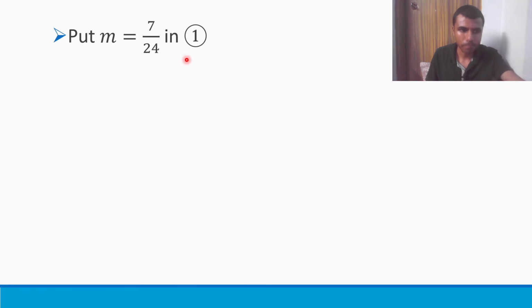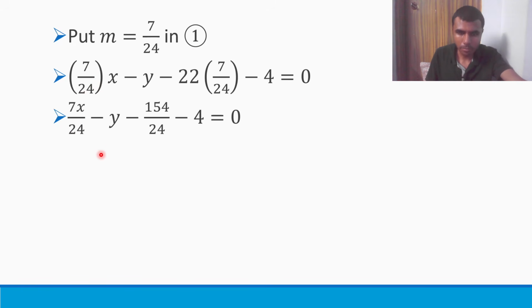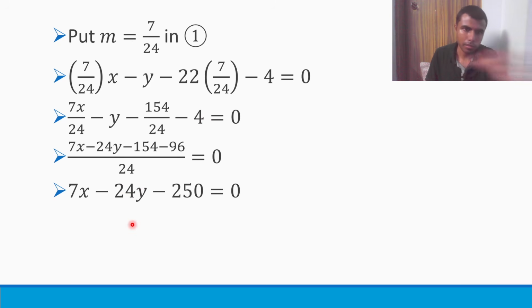Now again put m as 7 by 24 in the same equation. You will get 7x by 24 minus 22 sevens, which are 154 by 24. Again take LCM, minus 96. So send the 24 here. This is the equation of the second tangent.